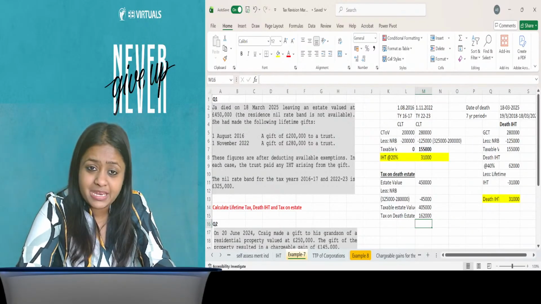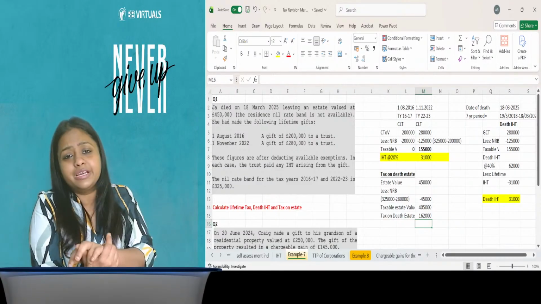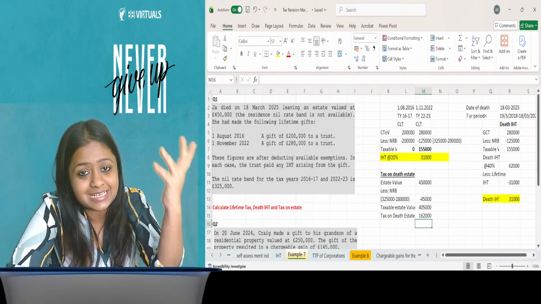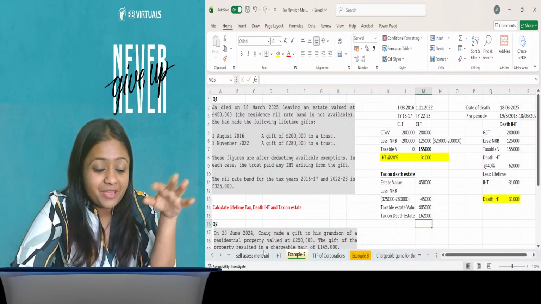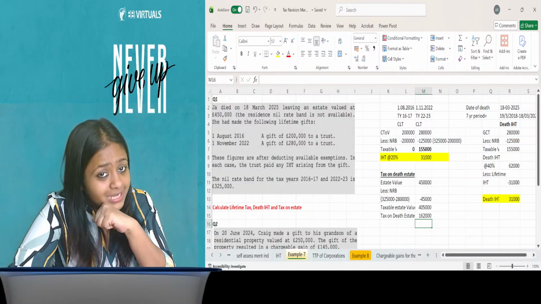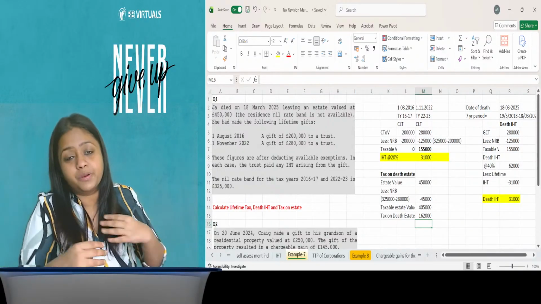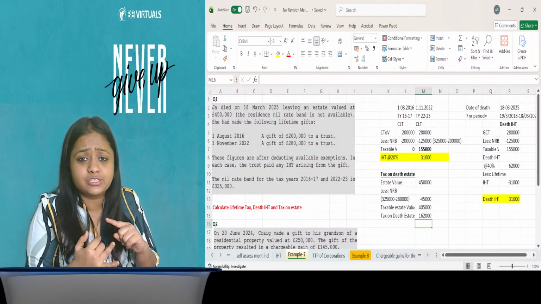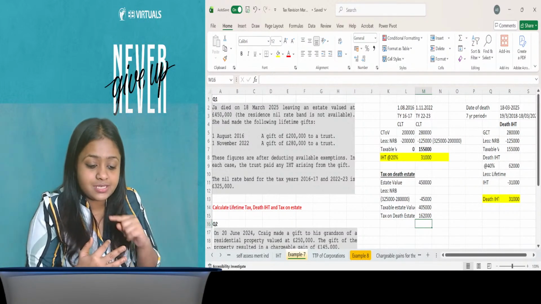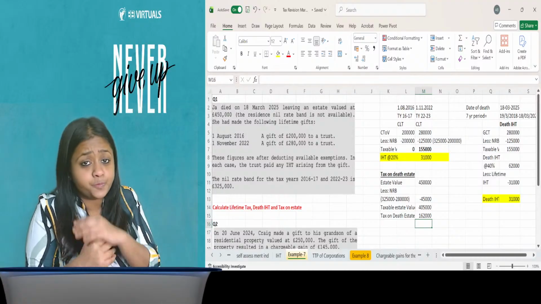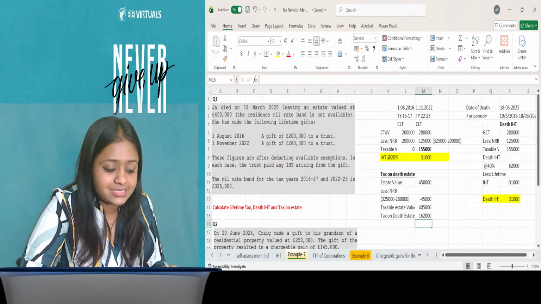So I hope now it's very clear. Your IHT is absolutely crystal clear and as smooth as icing on the cake. Clear? Now I think it's the time that we take up the next block. So the next block is corporations, where we are going to cover TTPs, corporation tax, losses, chargeable gains, groups, everything. So let's discuss that question.